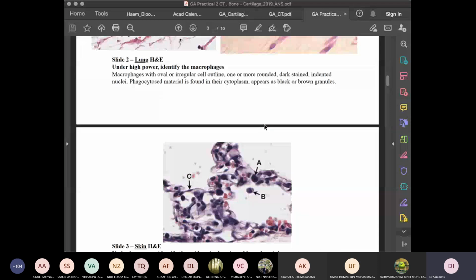Okay, so macrophages, you find that they have irregular outlines, so they have irregular shapes. You can't really say there's one certain shape to a macrophage. They are quite irregular. But what they have is a nucleus, and also a lot of phagocytosed material in the cytoplasm. Okay, so you want to look at this picture here.